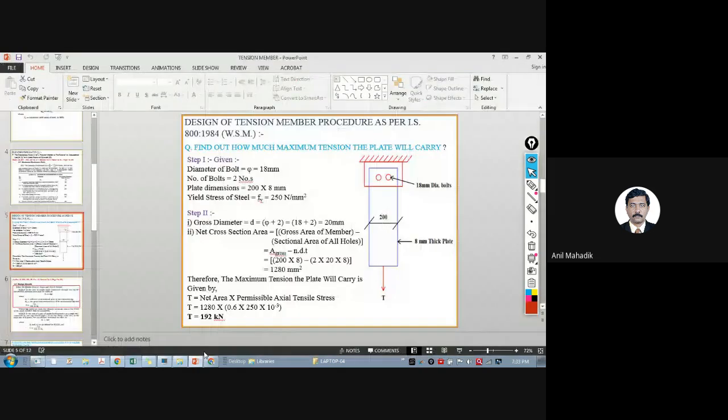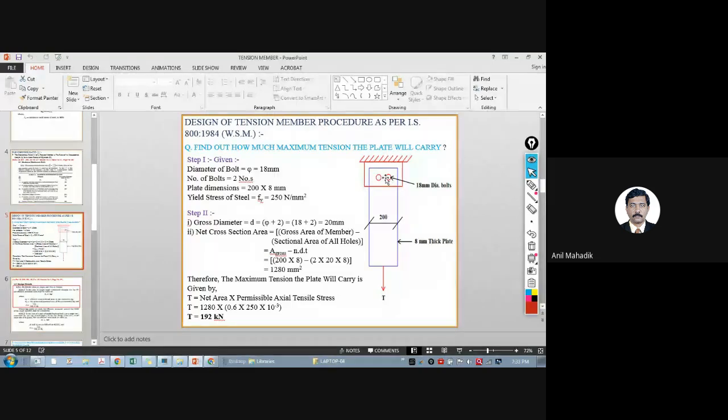Now in this case also it will be the same. It is asking how much tension it can carry, so permissible stress into area provided. Now there is a trick here. If you look at the connection, there are actually bolts. For bolts we generally provide holes in the plates, right? So you cannot consider this full area. The area will not be 200 by 8, it will be minus the hole area.